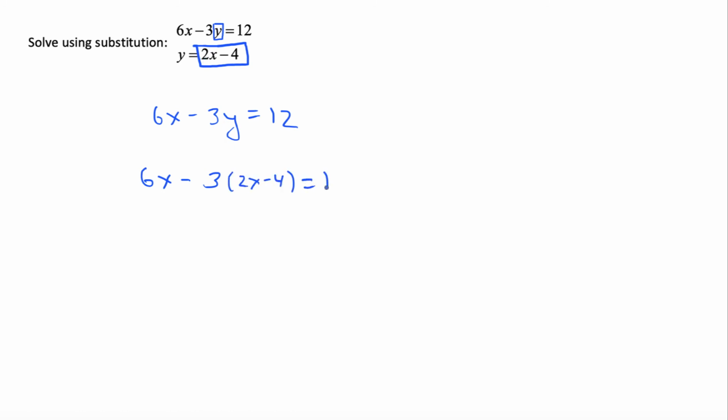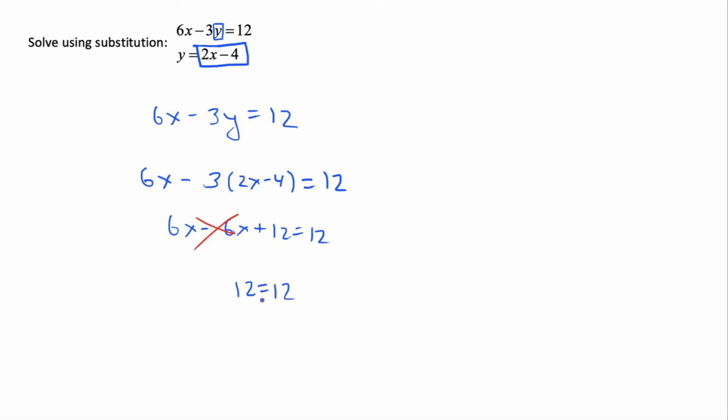So notice that this is just a linear equation in terms of x. We should be able to solve this for x. So let's distribute through the 3 here. We get 6x minus 6x plus 12 is equal to 12. And actually, notice what happens here: 6x minus 6x cancels out. We're left with 12 equals 12.